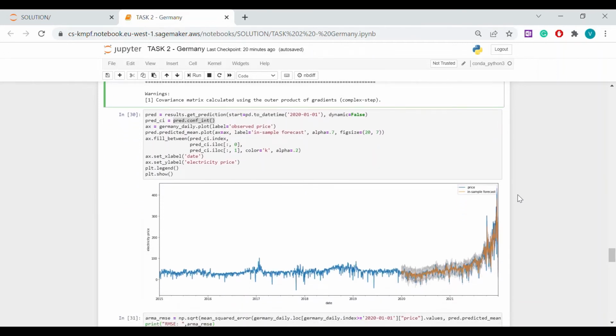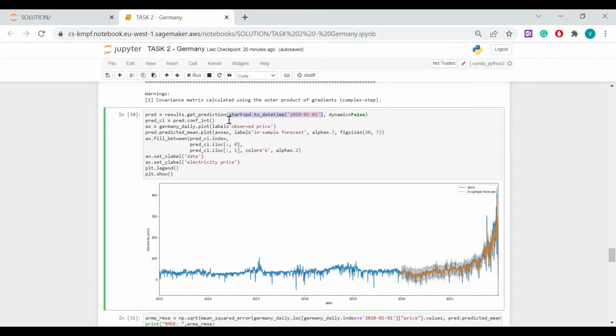And after fitting the model, we can finally do the forecast, the prediction. So first of all, let's do the in-sample forecast. We use the function getPrediction, and we specify the start date for our forecast. Since we are doing the in-sample forecast, our start date is chosen to be 1 year before the end of the time series.